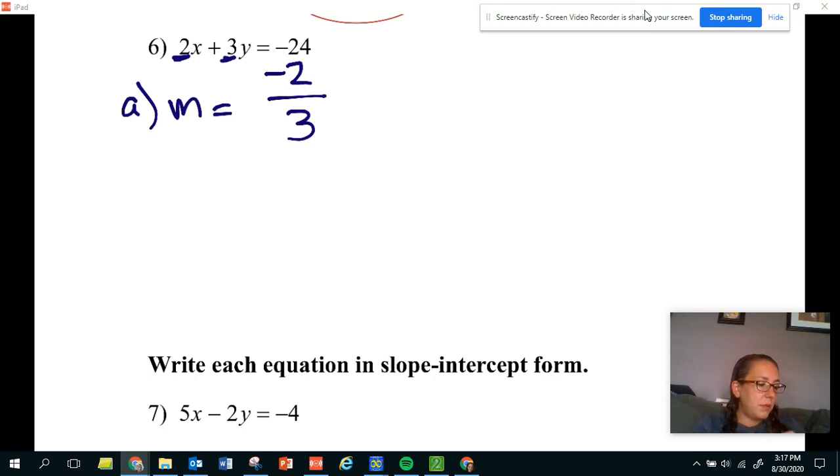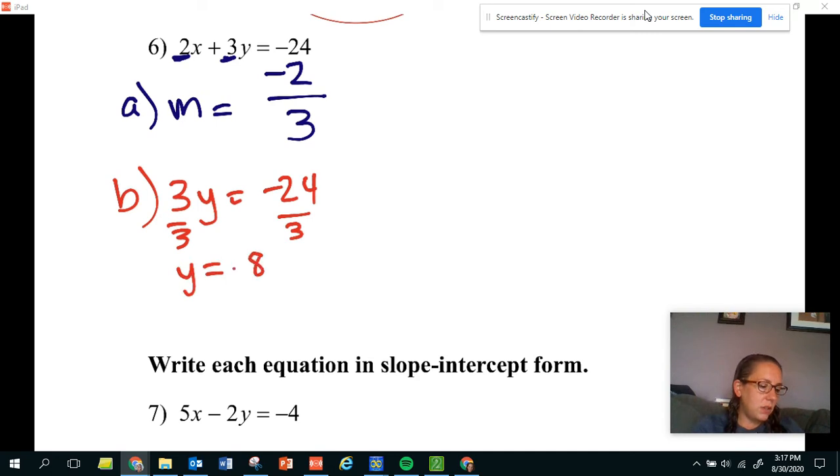For the y-intercept, I'm going to make the x term poof disappear by plugging in 0. So I get 3y equals negative 24. If I divide both sides by 3, I get negative 8. So it's the point (0, -8).